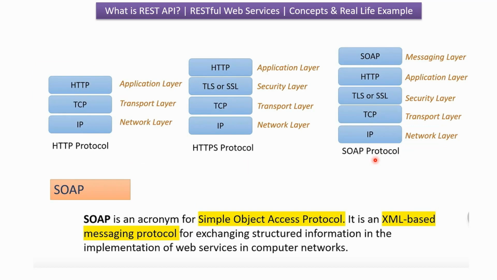There is one more protocol called SOAP protocol. It has a network layer, transport layer, security layer, application layer, and it has one more layer called SOAP. SOAP is the acronym for Simple Object Access Protocol, and it is an XML based messaging protocol for exchanging structured information in the implementation of web services in computer networks.